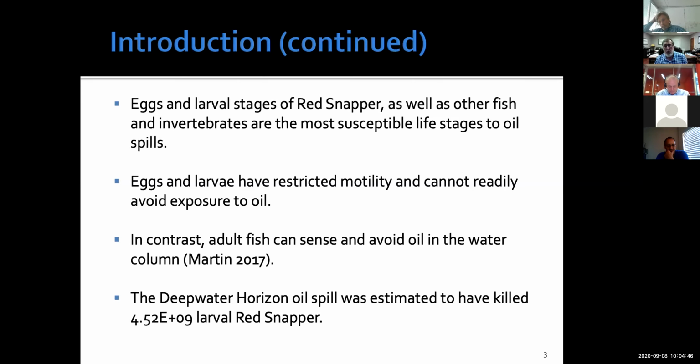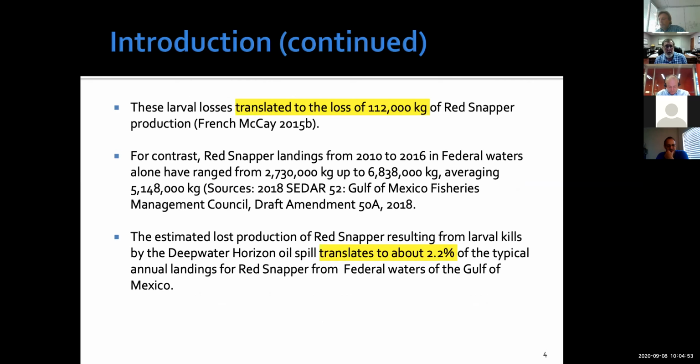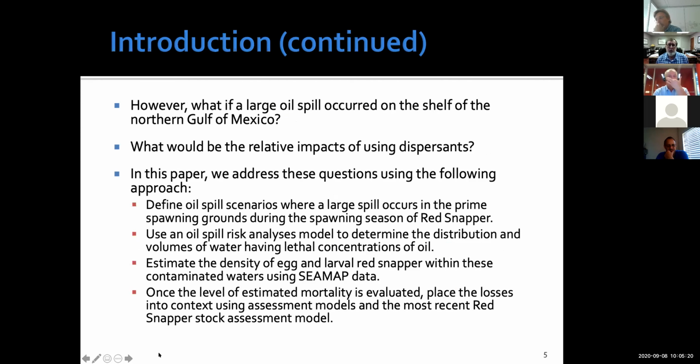The Deepwater Horizon oil spill was estimated to have killed some 4.5 billion larval red snapper. These larval losses, when you project these larvae out to adult fish that might have been harvested, translated to a loss of 112,000 kilograms of red snapper production. If you look at the average landings, which are outlined in the second bullet there, you'll find that this lost production translates to only about 2.2% of the typical annual landings for red snapper, not a large amount.